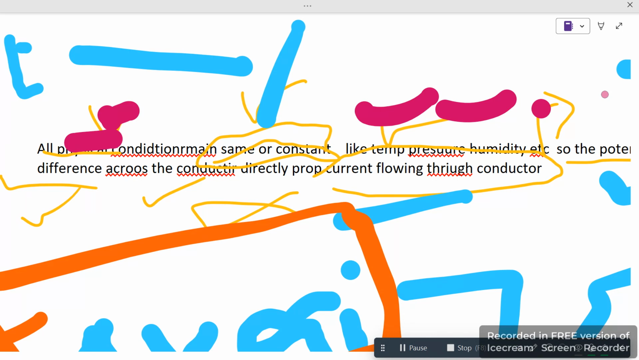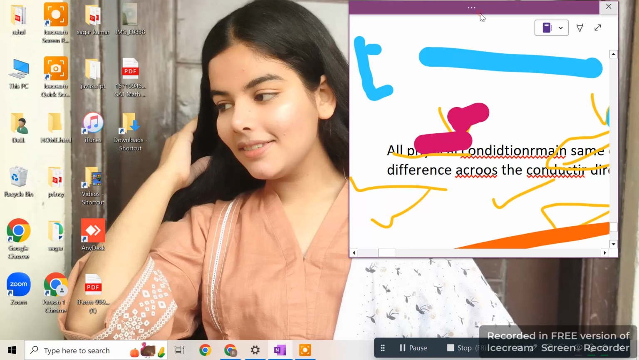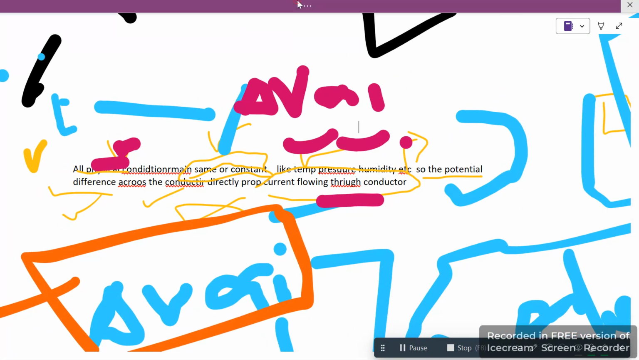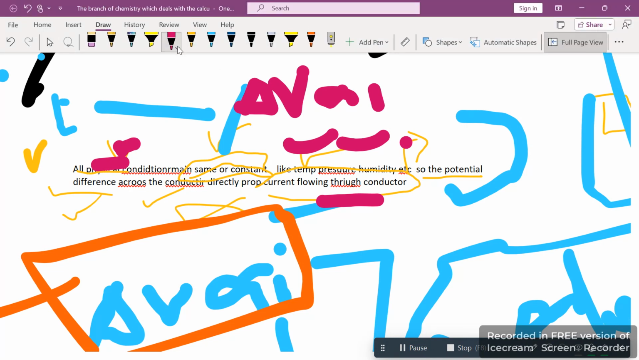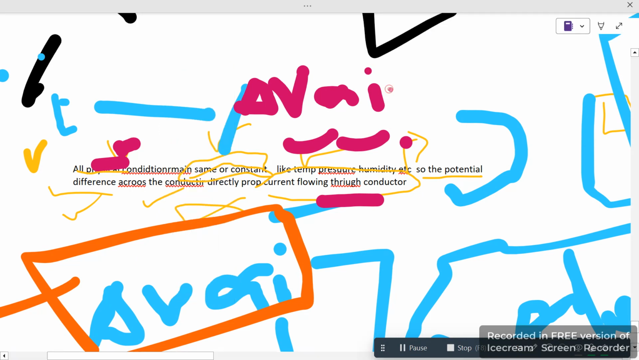So what was exactly Ohm's law? It says there should be no change in physical quantities. Then the potential difference across the conductor is always directly proportional to the current. Potential difference is directly proportional to I, which here is the current.